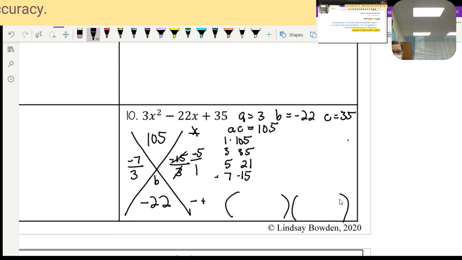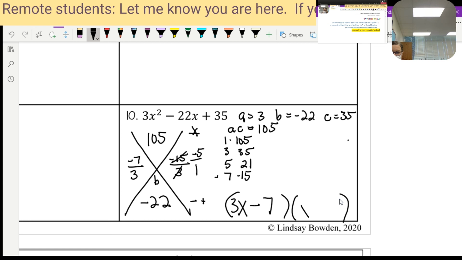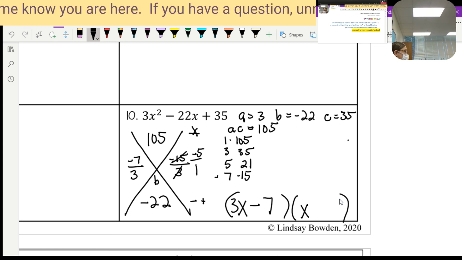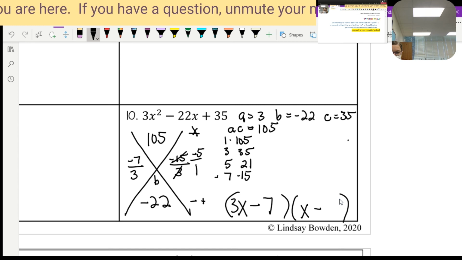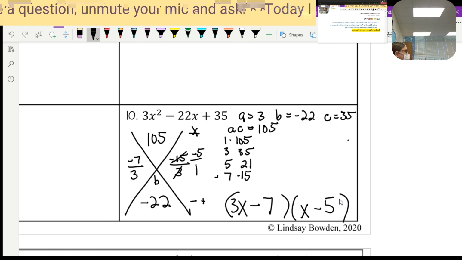So now we go with our x's. We have x, and the 3 goes in front of this one because we have 3 on the denominator. We have a minus 7 because that's what the numerator is. Here we have an x with a 1 for the coefficient, so we don't have to write in the 1, and then we have a negative 5 on the top. And so that is our answer.